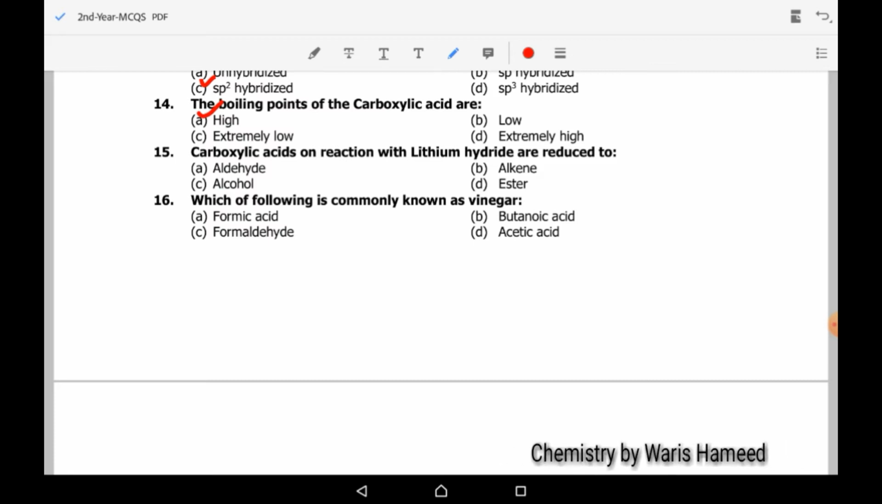Carboxylic acid on reaction with lithium hydride is reduced to. When we react lithium hydride with carboxylic acid, they form alcohol. So option C is correct. Which of the following is commonly known as vinegar? Acetic acid is known as vinegar.